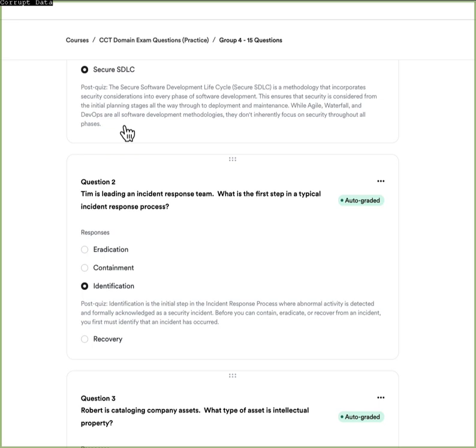Identification is the initial step in any incident response process, where abnormal activity is detected and acknowledged as a security incident. Once you do that, you know and acknowledge that you do have an incident. So before you can contain, eradicate, and recover from the incident, you must identify what is actually going on.